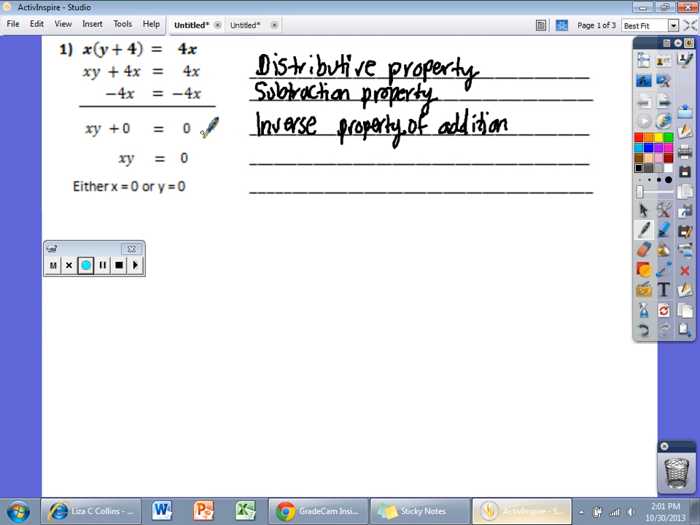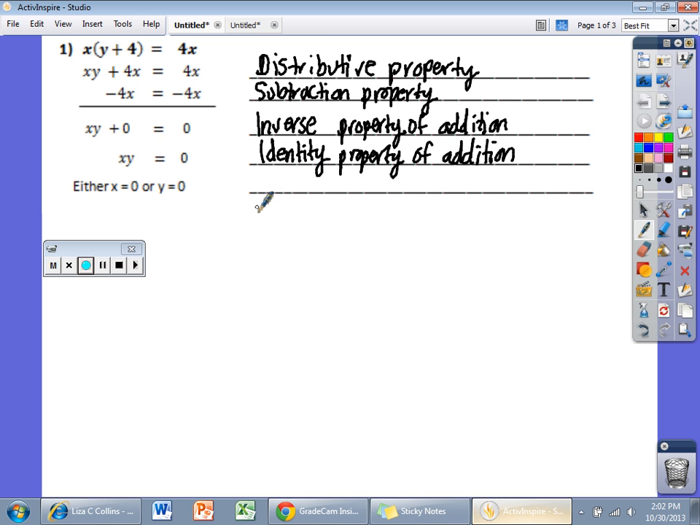Okay, going from this step to this step, why do we just have xy in this step? Where did the 0 go? Well, that's the identity property of addition. And all that says is if we add 0 to something, we just get that something back. That's the additive identity. 0 is the additive identity or the identity property.